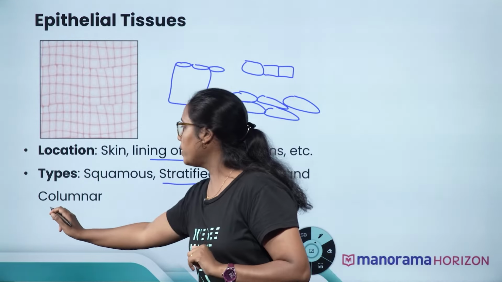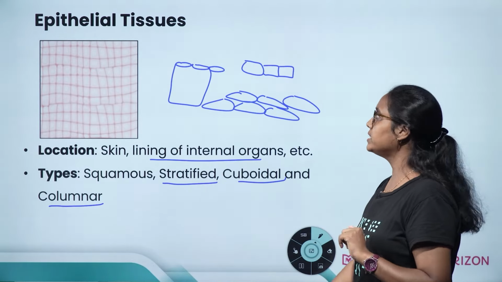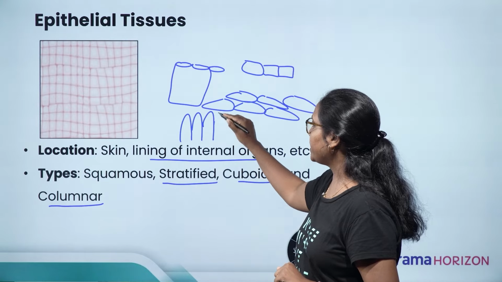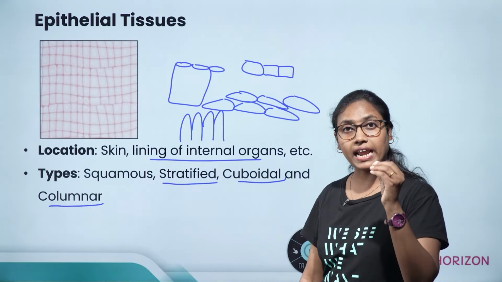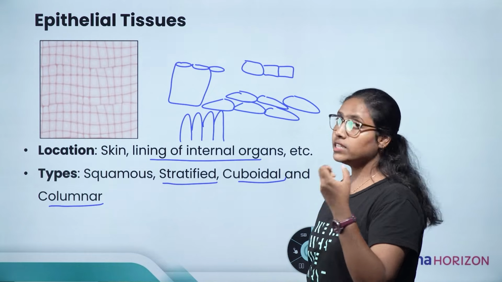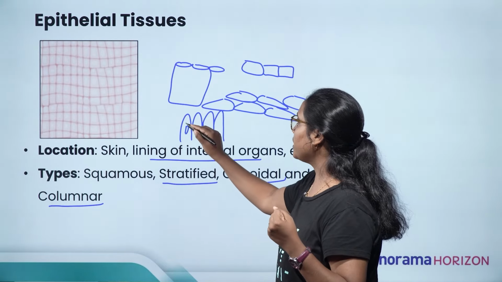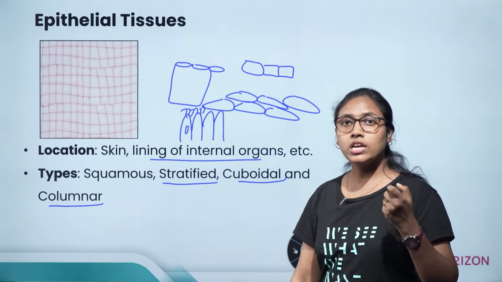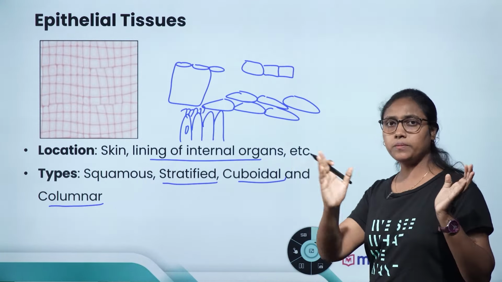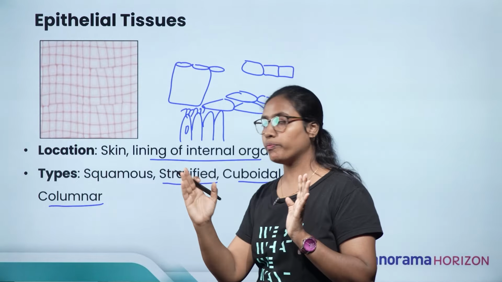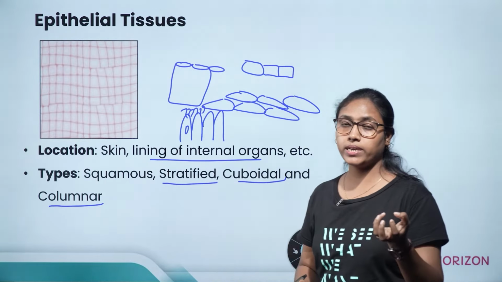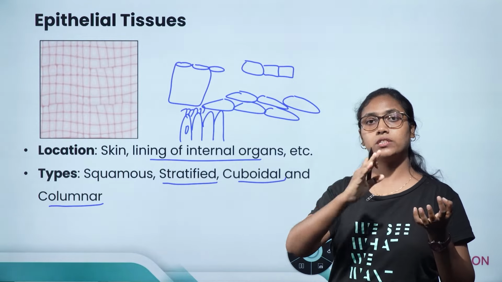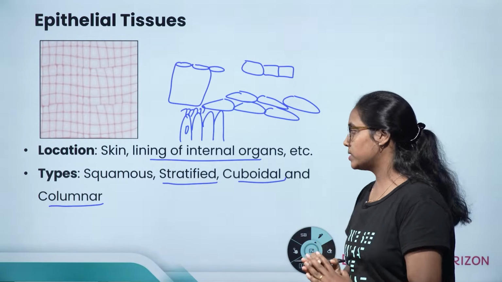Then we have columnar cells. Columnar cells are cells which help in secretion. In columnar cells, you will be finding a lot of glands also. They help in secretion. Even in columnar cells, you will be finding cilia. So what does cilia do? This cilia helps in the movement, because columnar cells mostly take part in absorption and secretion. So this cilia helps in the movement of these substances.